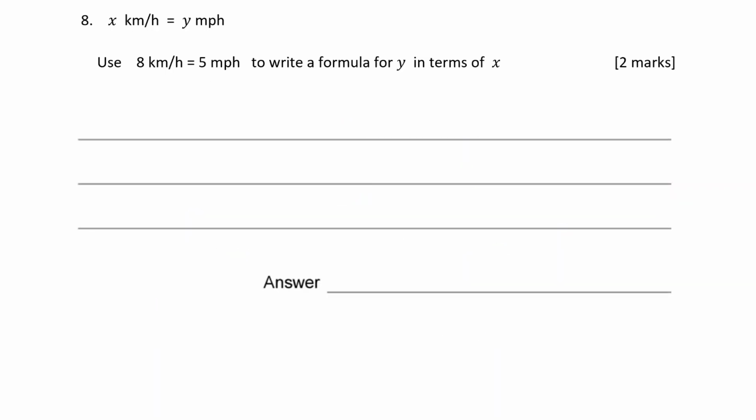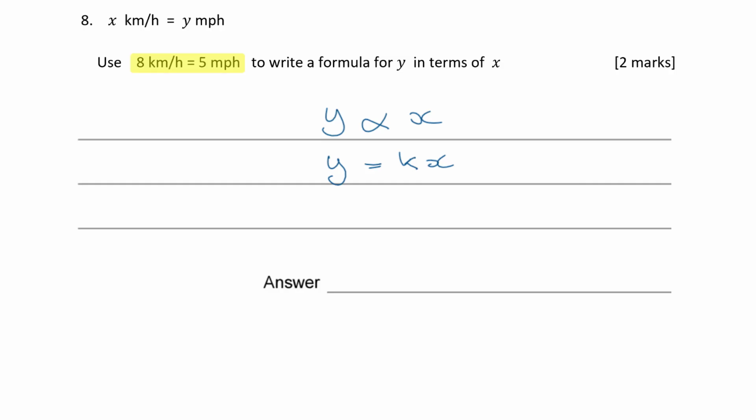x kilometers per hour equals y miles per hour. Use 8 kilometers per hour equals 5 miles per hour to write a formula for y in terms of x. Okay, now here y is clearly proportional to x, which means y must be equal to some multiplier of x. y equals kx. Now all we really need to do is find out what k is.